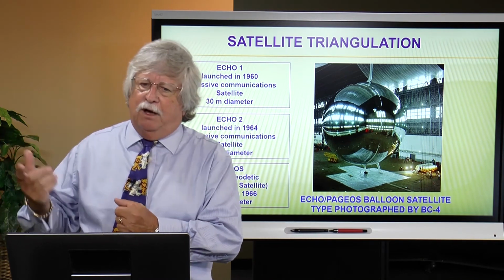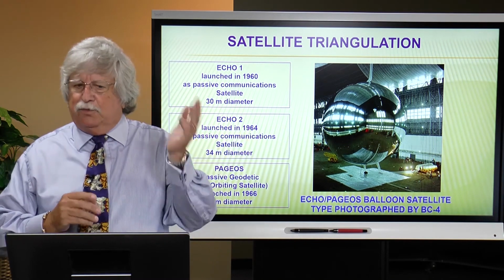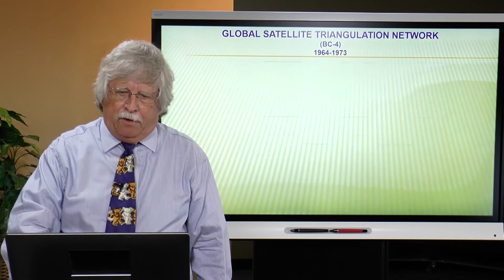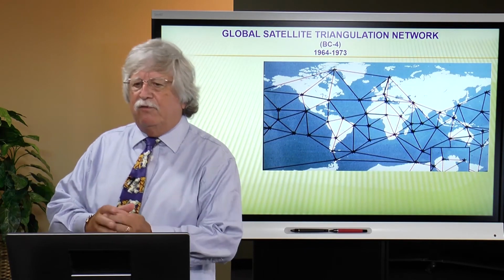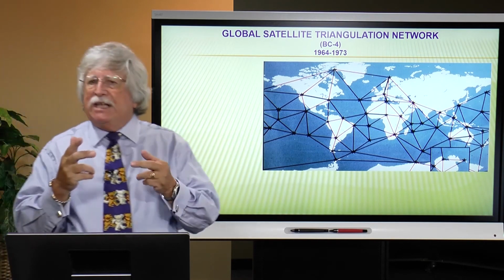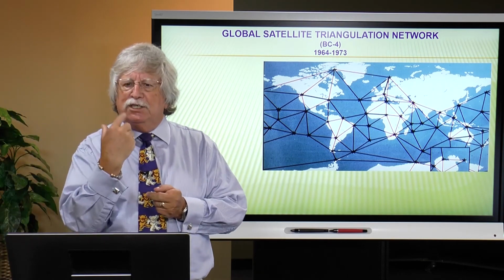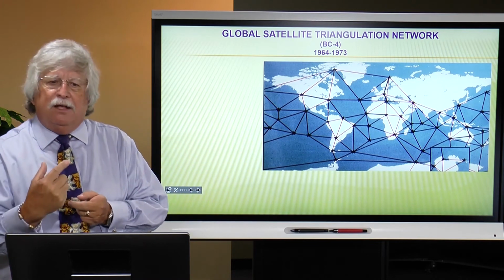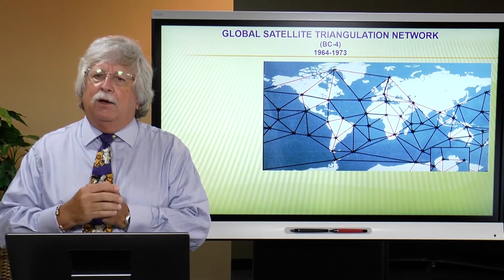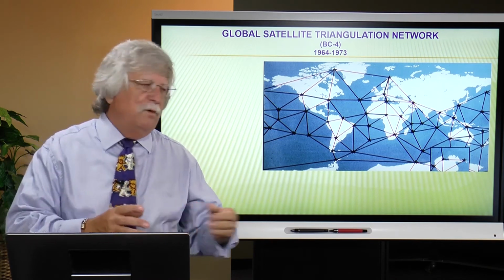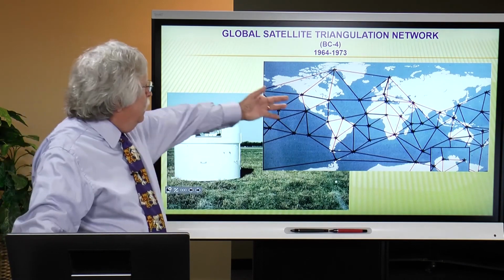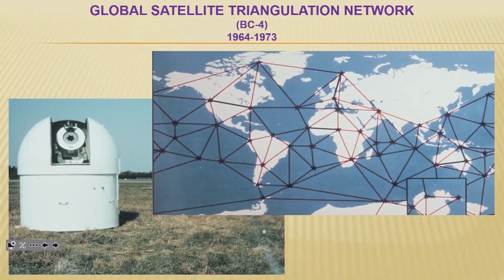So with launches of ECHO 2 and later PAGEOS, which was specifically designed for space-based positioning, the Coast Survey begins the process of a global triangulation network. So again, triangulation is still part of it, but instead of being terrestrial observations, line of sight on the ground, it's now line of sight to satellites in space. In this case, the ECHO and later the PAGEOS satellites, done with very specialized cameras that you see here, going around the world.